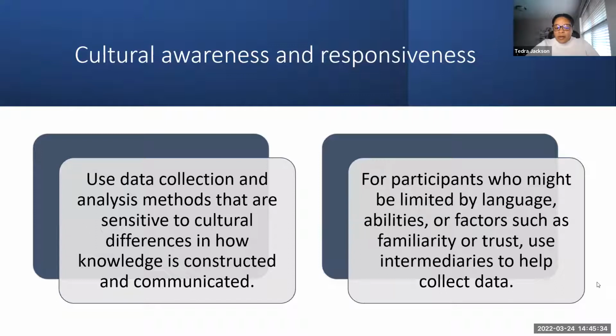So you want to look at how you can be culturally sensitive when you're collecting data. And also you want to look at maybe contracting or partnering with another organization that's more familiar to that community, or more familiar to the people in that community, and maybe contracting with them to collect the demographic data for you.